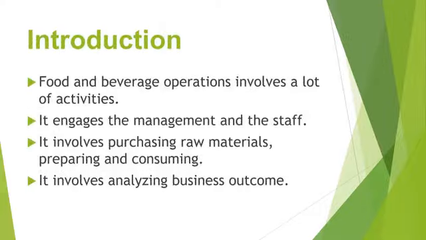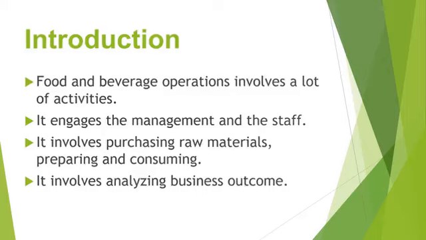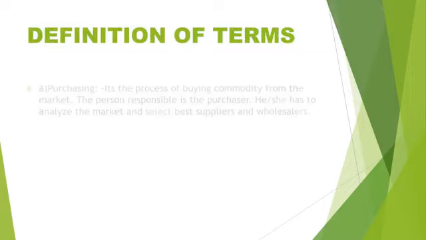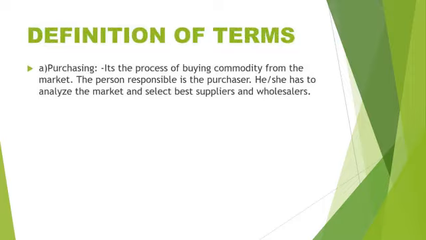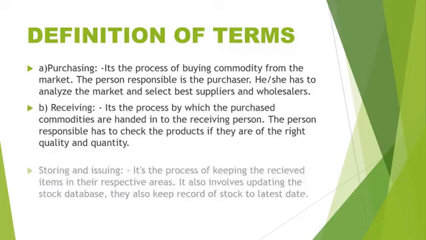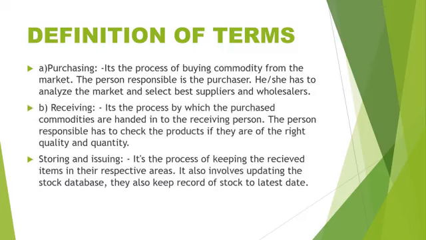In our introduction, food and beverage operations involve a lot of activities. It engages the staff and the management. It also involves purchasing raw materials, preparing food and beverage, and analyzing business outcome. So we have various definitions that you should be able to define as a trainee. Number one is purchasing and receiving.